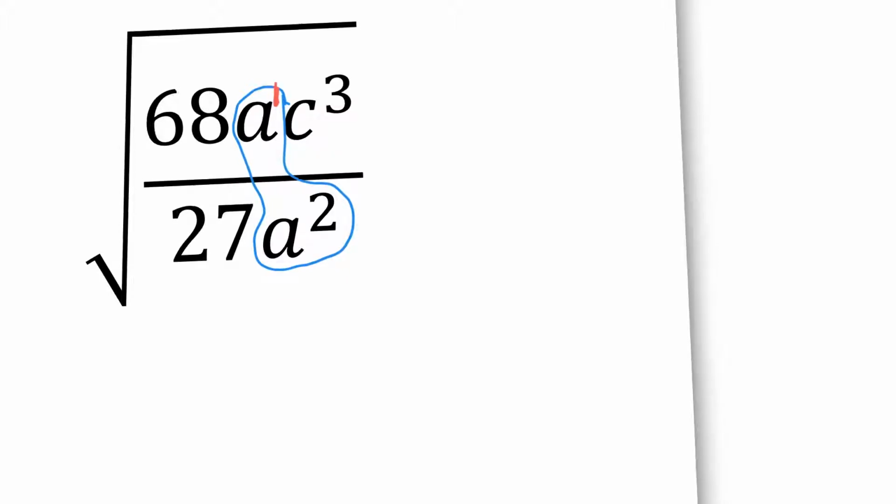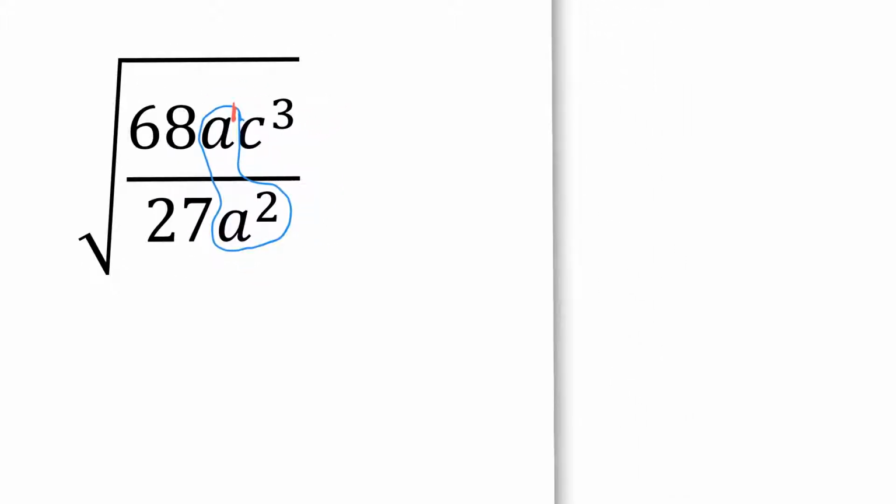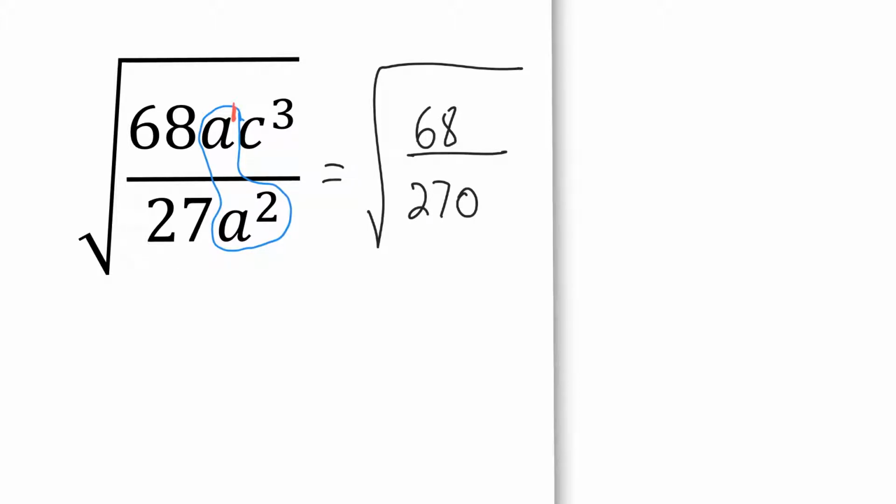So let's just go ahead and simplify the inside of the radical. I'm going to have 68 on the top, 27 on the bottom. A is on the bottom, and I subtract the exponents. 2 minus 1 is 1. Now, do we need that 1? Nope. So you can erase it if you want. I'm just going to erase it right now. And there it's gone. And the c is on the top of the fraction. So we have c cubed.